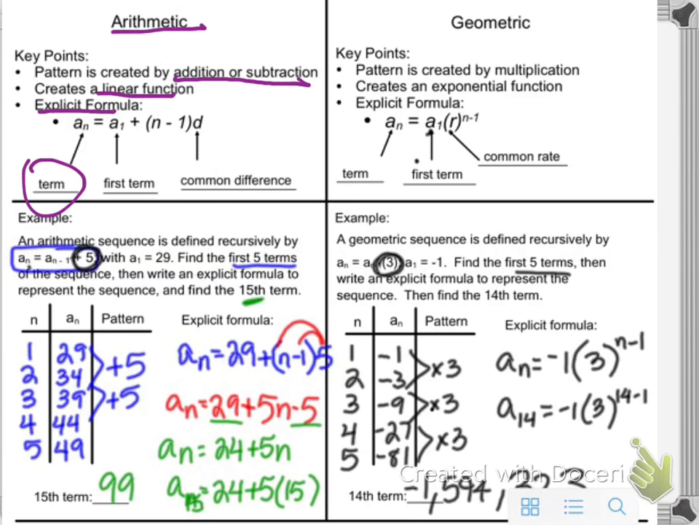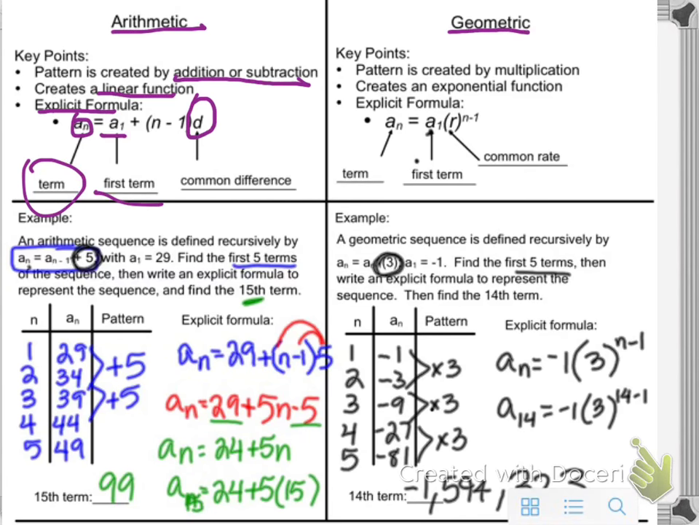We know that n is the term. We've already talked about that. First term is a sub 1. So whatever your first term is, you're going to put it right there. Alright, and then your common difference, what you're adding or subtracting, your slope, per se. Your common difference with a d. Alright, geometric.